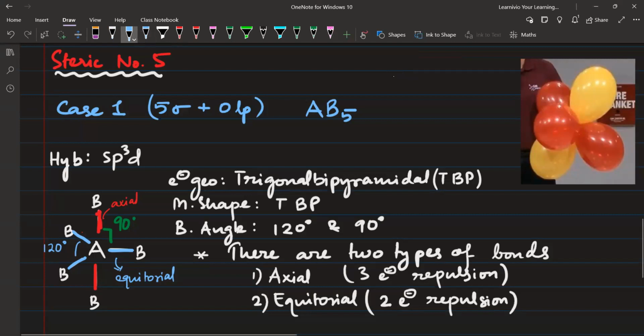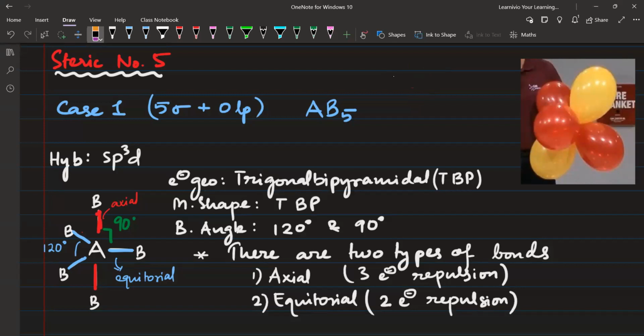I am taking one axial bond. Now this is one equatorial bond. I will take one equatorial bond and there are two axial lengths. So here it is facing one repulsion, here it is facing another repulsion. So one equatorial bond is facing only two repulsions. Now, does this make sense, everyone? Yes or no? Please tell me.